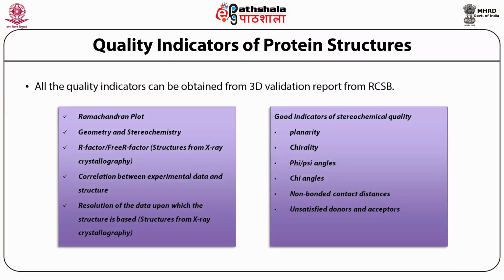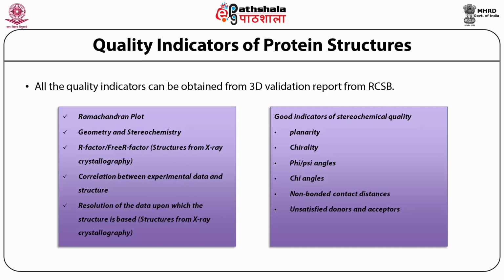From the validation report which we get from the RCSB, on the left-hand side there are the Ramachandran plot, geometry, stereochemistry, R factor, correlation between experimental data and structure, resolution of data, and all that information will be available. The Ramachandran plot will tell you how many amino acids are in the allowed regions, generously allowed regions or additionally allowed regions. Then the geometry and the stereochemistry basically tell you whether the bond angles and bond lengths of the predicted structures are within the range of validations or within the dictionary values.